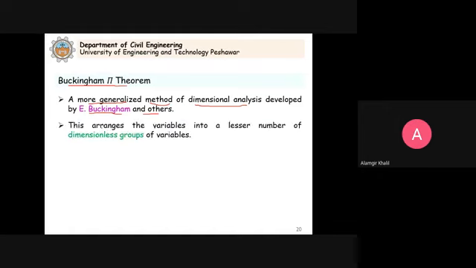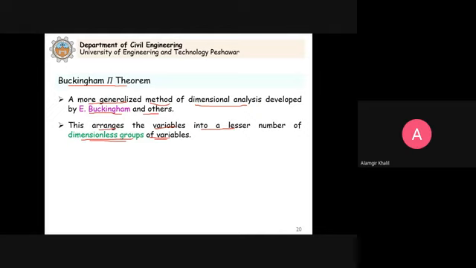So this arranges the variables into a lesser number of dimensionless groups of variables. This is actually what I taught you in the previous lecture when I tried to introduce the topic of dimensional analysis. You remember that there were 5 variables and we reduced to 2, and it reduced the greater number of experiments, saving time and money for us. This is actually what is written here, that the Buckingham Pi theorem arranges the variables into a lesser number of dimensionless groups.